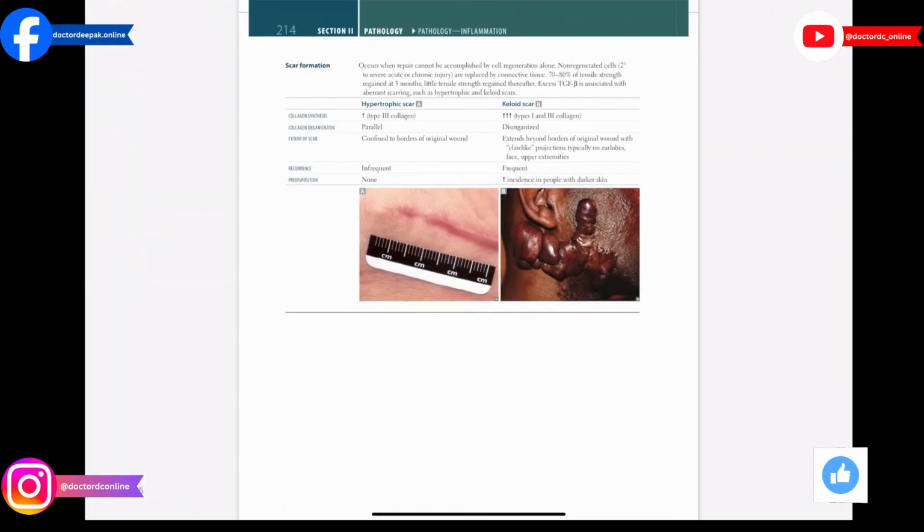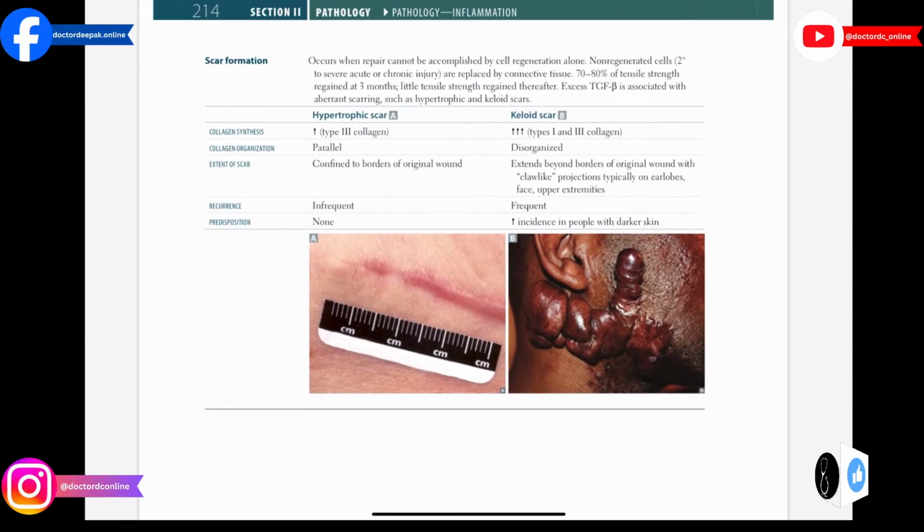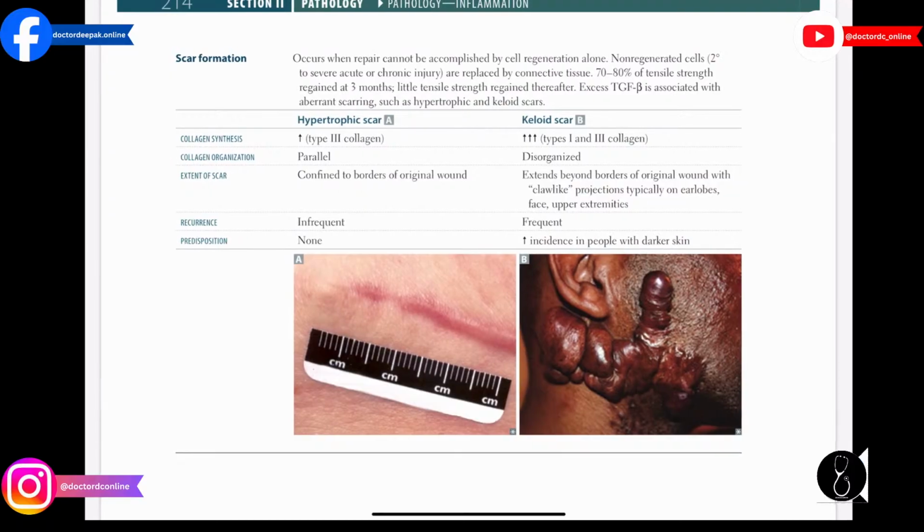So let's continue with the next topic, that is scar formation. First of all, you have to remember the basic things, how the scar is going to form. As I already mentioned, there are some mechanisms in which your body cannot undergo regeneration. When your body does not undergo regeneration, you will get repair, and in the repair your body is going to form the scar.